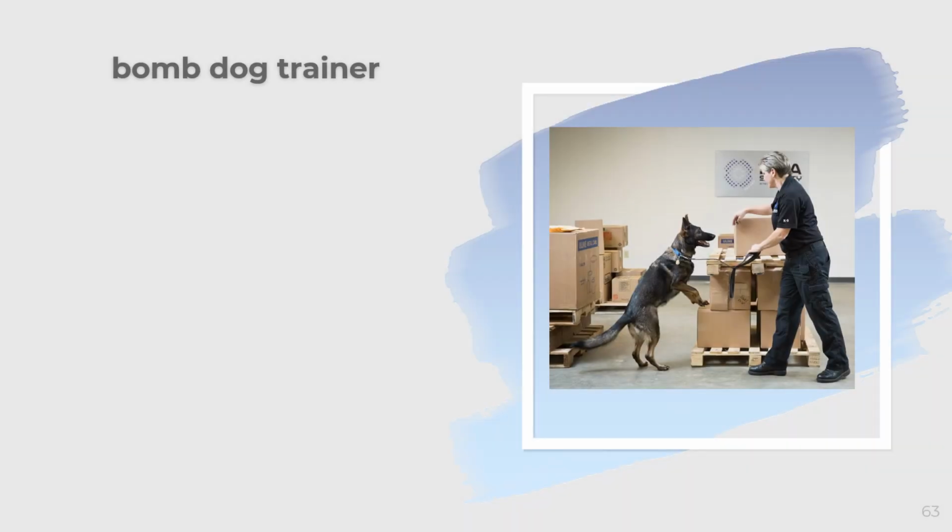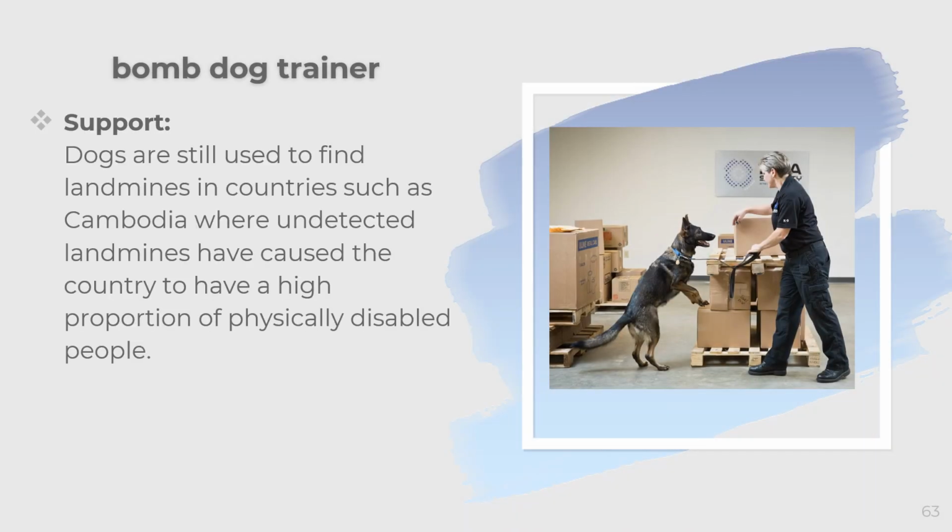So again, you have to have support to show that your visualization could actually happen. So I found this fact on the internet, and since it's a fact I found on the internet, yes, I have to cite it. Dogs are still used to find landmines in countries such as Cambodia, where undetected landmines have caused the country to have a high proportion of physically disabled people.